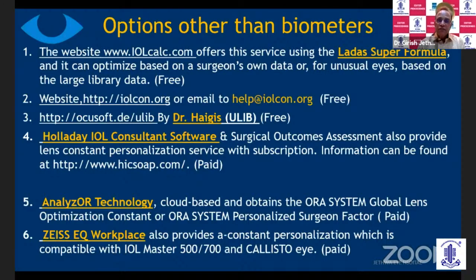like IOLcalculation.com or IOLconstant.com or ULIB, which are free websites. We can do the personalized A constant optimization. Holladay IOL Consultant software is also available, but it is paid. Similarly, Analyze OR technology is also paid, and Zeiss EQ Workplace can be used, but it is also paid. EQ Workplace is for Zeiss IOLMaster 500 and 700 and Callisto.